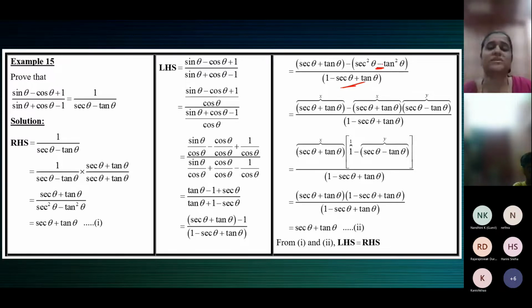Next, secant square theta minus tan square theta is secant theta plus tan theta into secant theta minus tan theta. Now secant theta plus tan theta is common, and then you have this in the bracket. When you open up the bracket, you see that the expression in the numerator and denominator is the same. So it cancels, and you have secant theta plus tan theta. You can continue with that, because we have not still got the RHS.